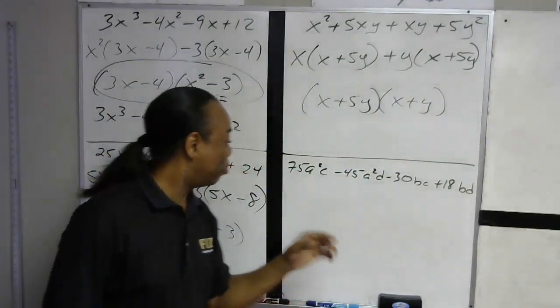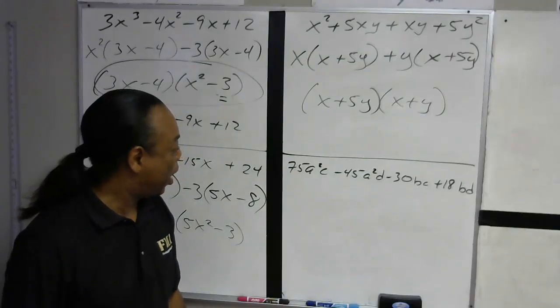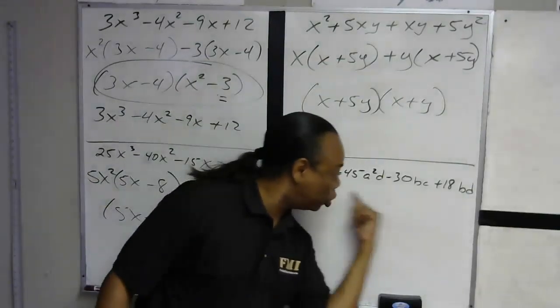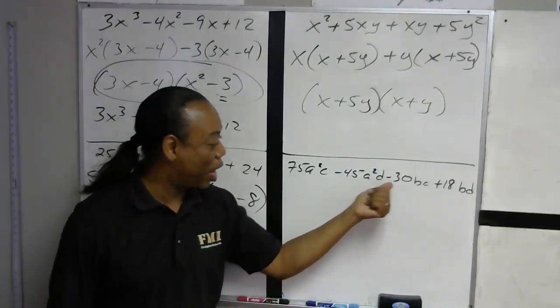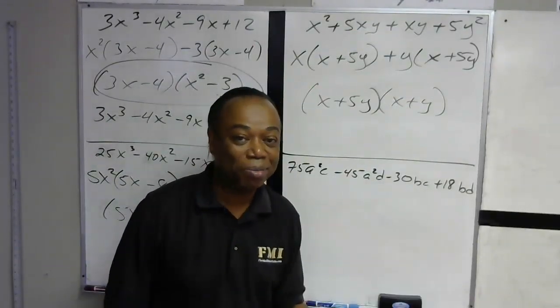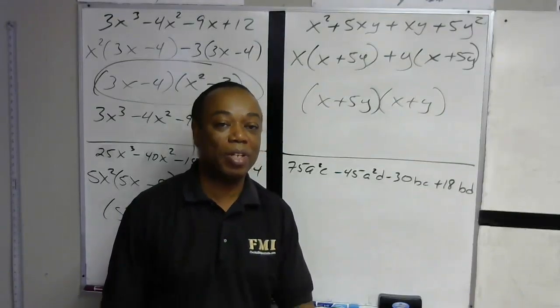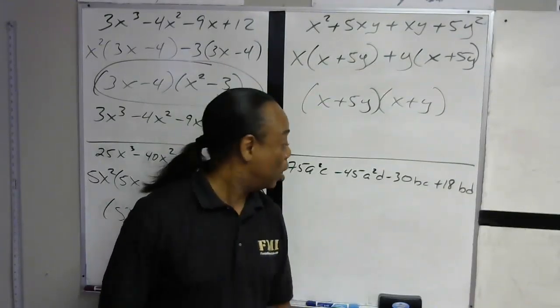Okay. All right, last one. This one right here. This little monster. And you notice that there's no GCF in the entire problem other than the number 1, because you've got a 75, a 45, a 30, and an 18. Can't divide that by anything common other than the number 1.